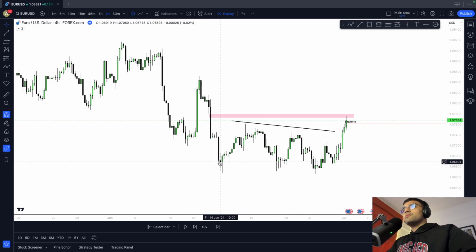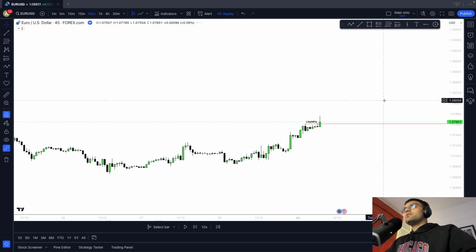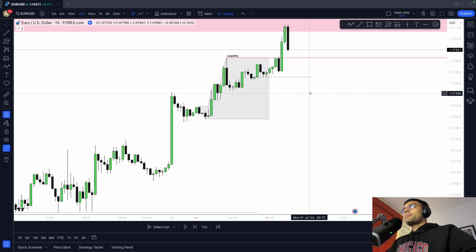Also, this caused more imbalances and it caused this whole break of structure. So this POI was involved in the leg which caused a major break of structure. So strong POI. Now dropping down to the 15 minute. Okay, what do we see?